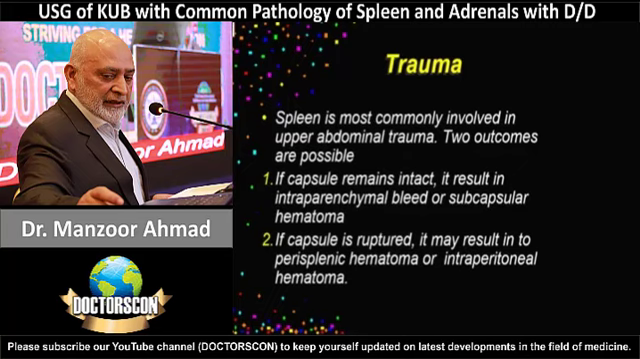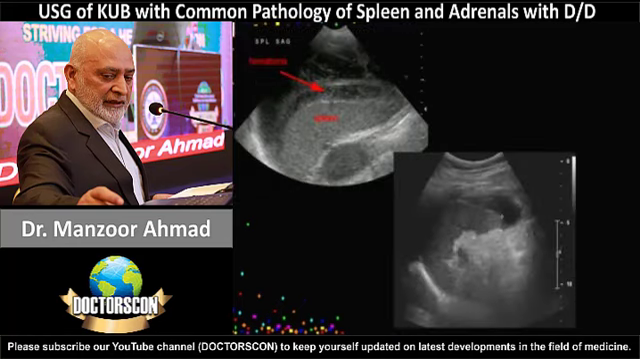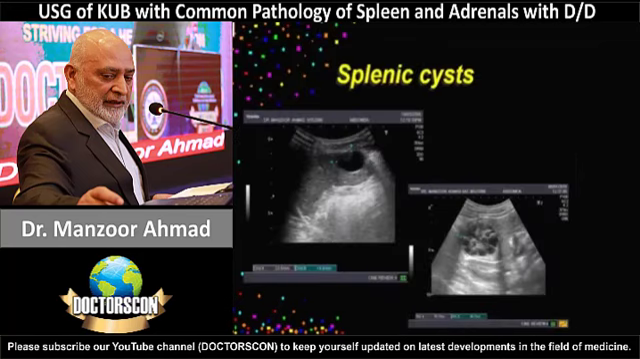Then in cases of roadside accident, due to trauma, splenic rupture may be there, and whenever there is trauma and the patient comes for splenic evaluation, we have to see whether the capsule is intact or the capsule is ruptured. If the capsule is intact, there will be an intraparenchymal bleed or hematoma, as you can see here, and if the capsule is ruptured, there will be perisplenic hematomas. So, in case of a roadside accident which involves the left half of the abdomen, we have to see whether splenic rupture is there or not. The capsule is either intact or it is abnormal.